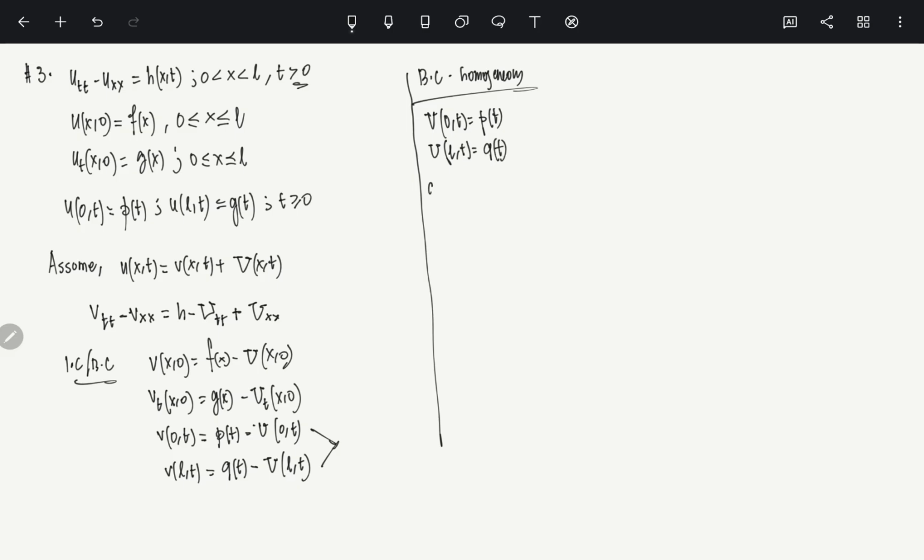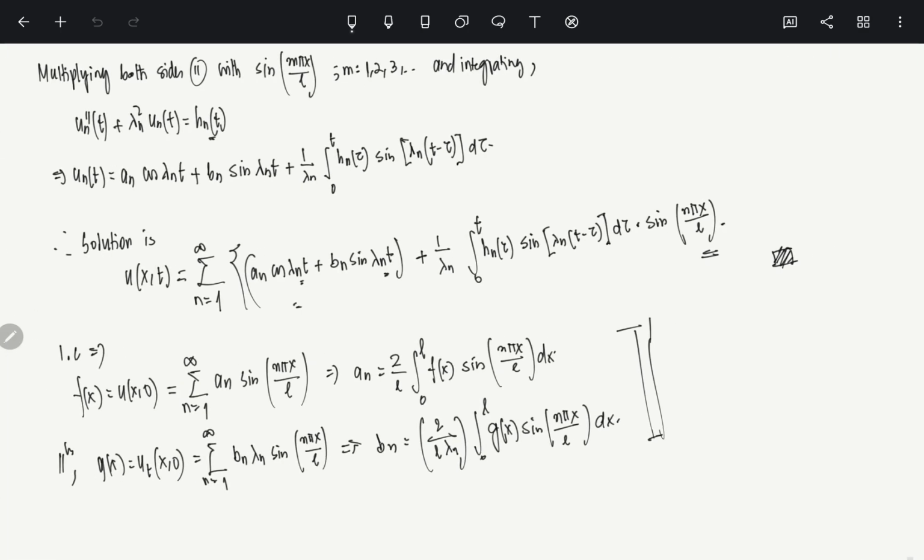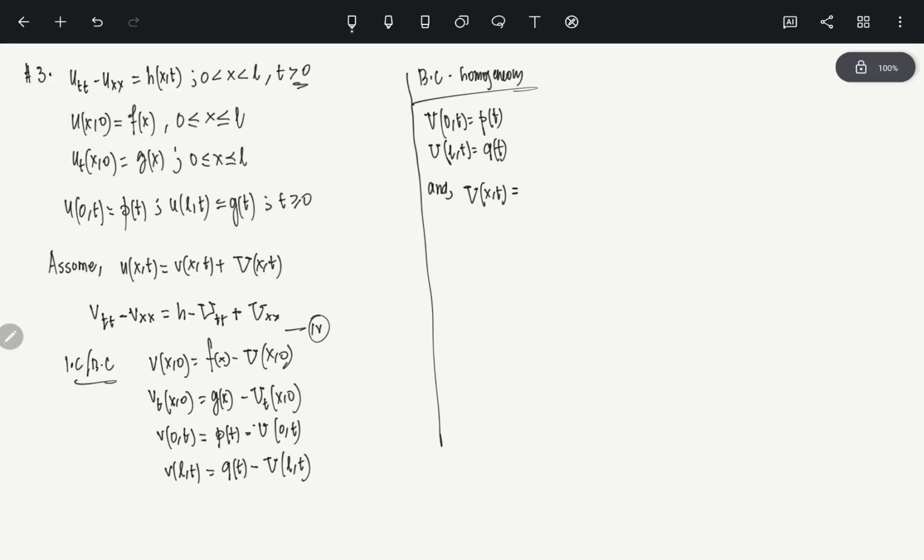Let's call this equation 4. So U of x, t has to have this form: p of t plus x by l times q of t minus p of t. Is it okay? This is the form.